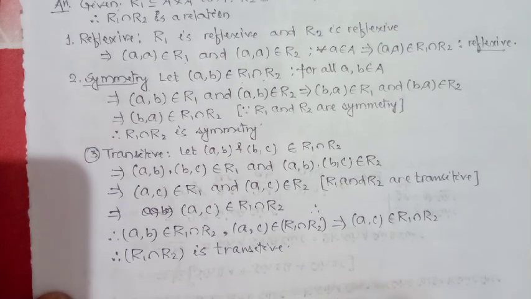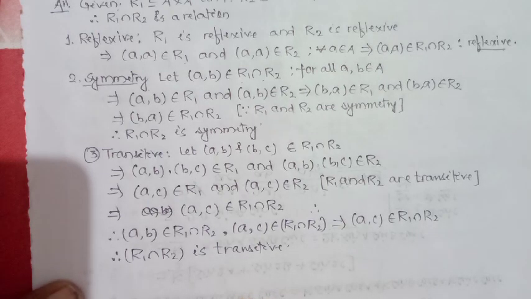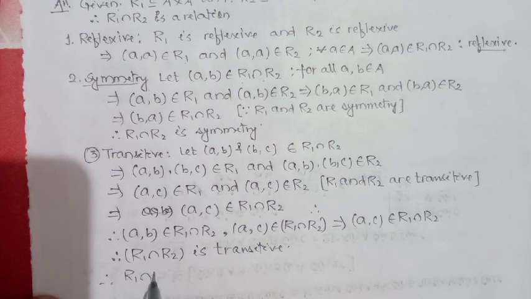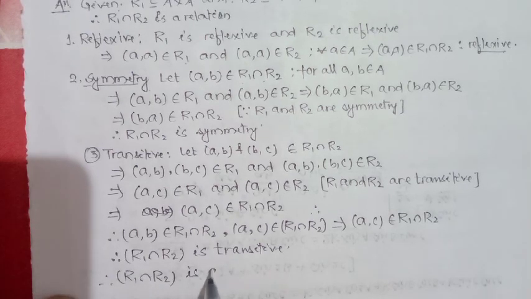So what we have seen is that R1 intersection R2 is reflexive, symmetric as well as transitive. Therefore R1 intersection R2 is an equivalence relation.